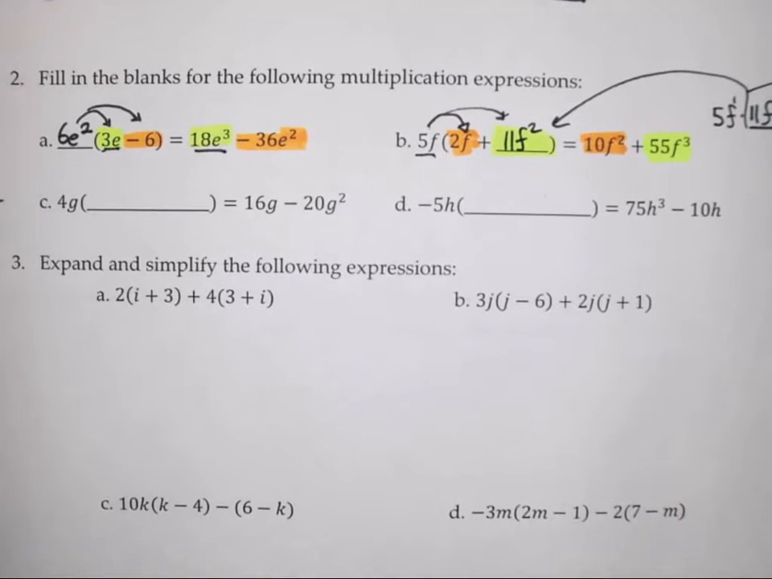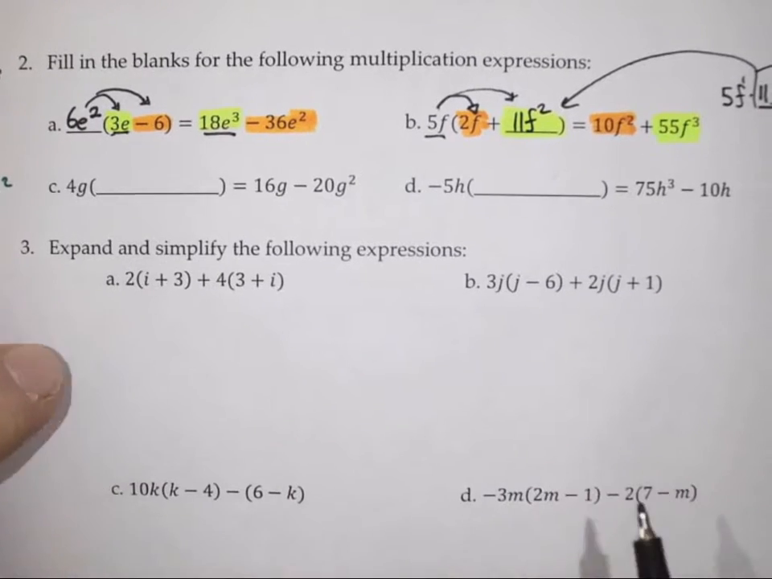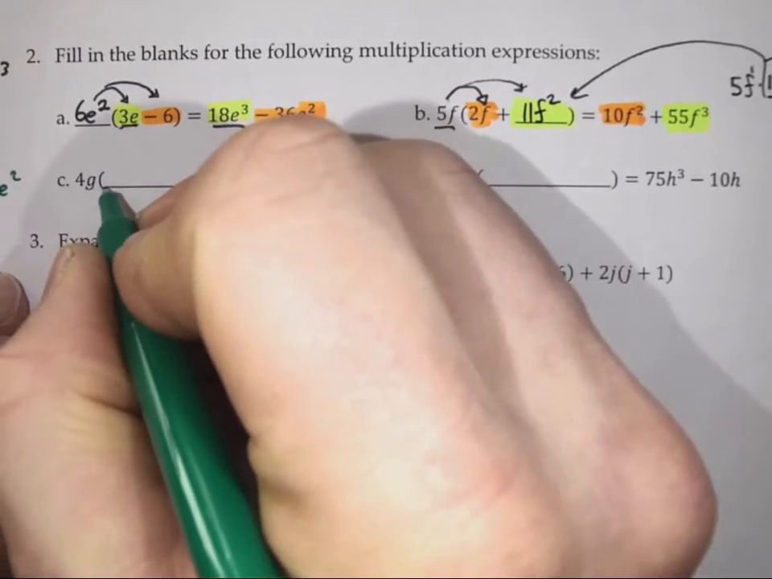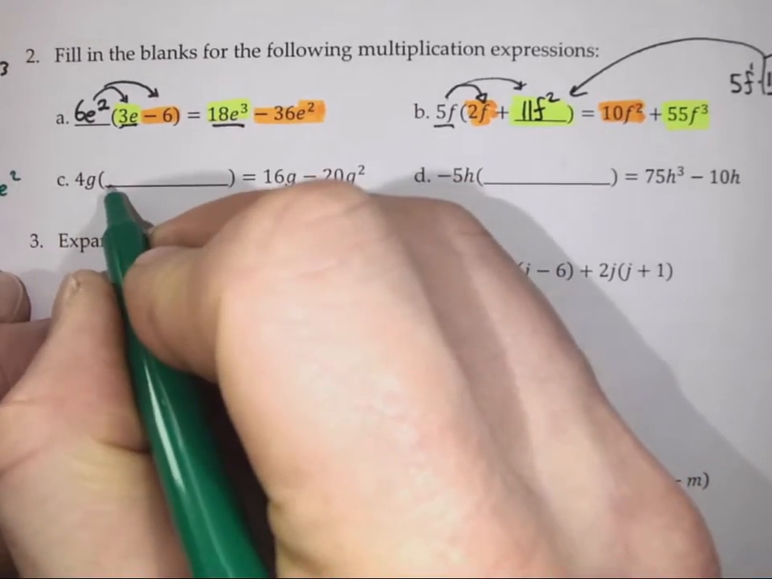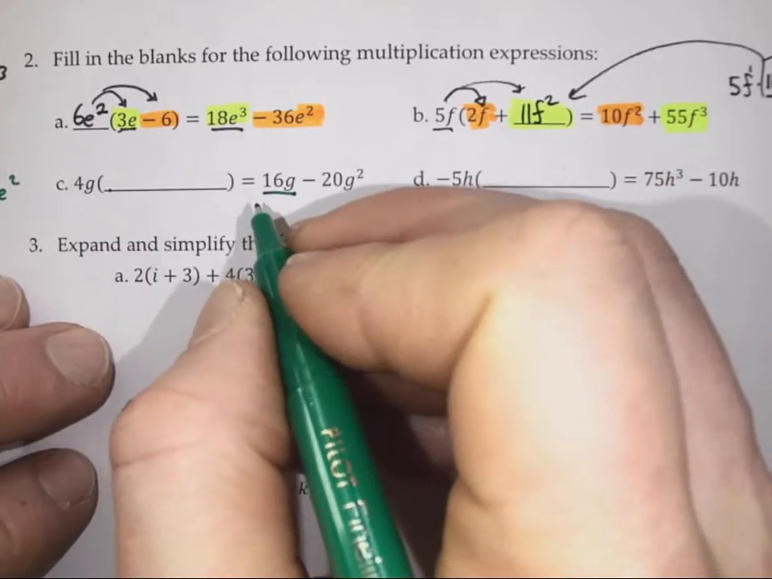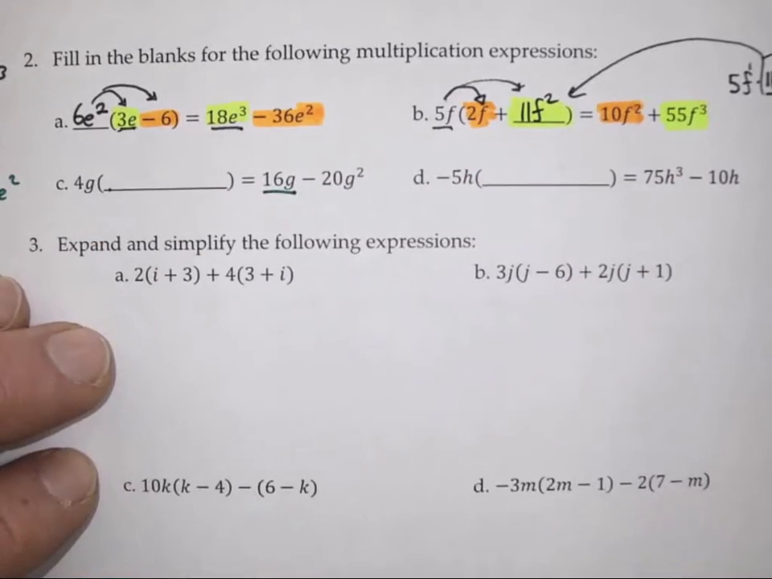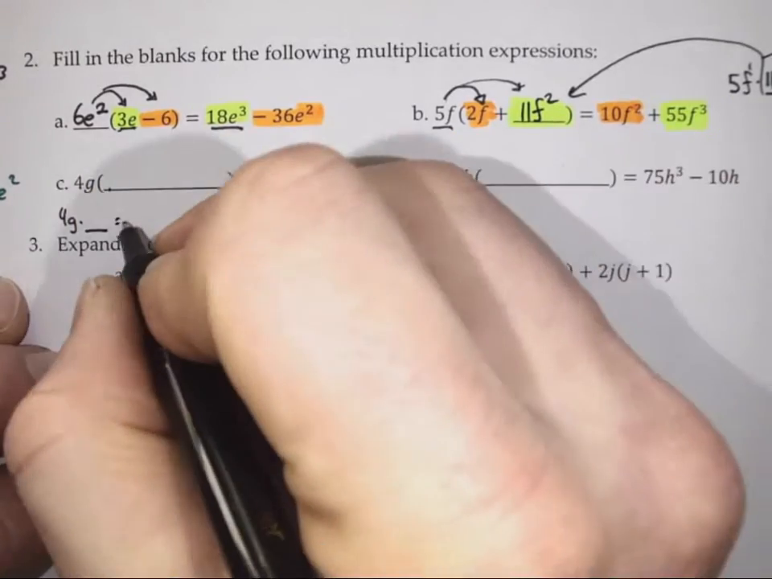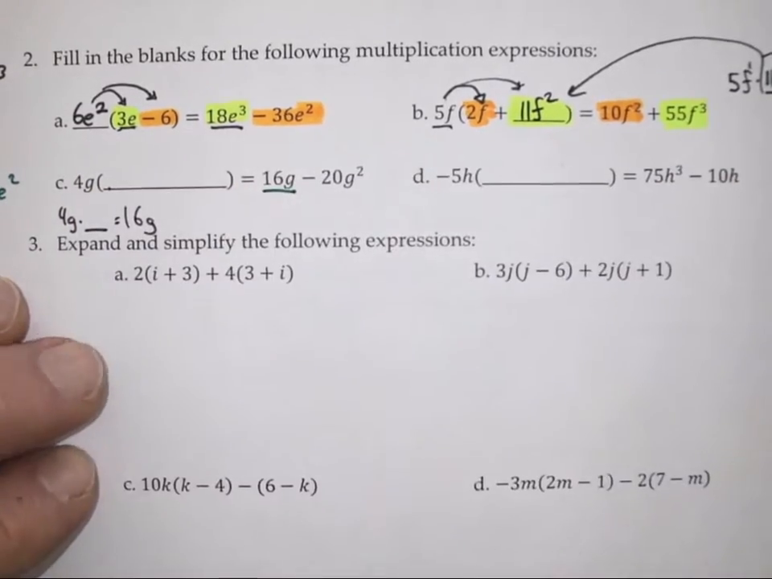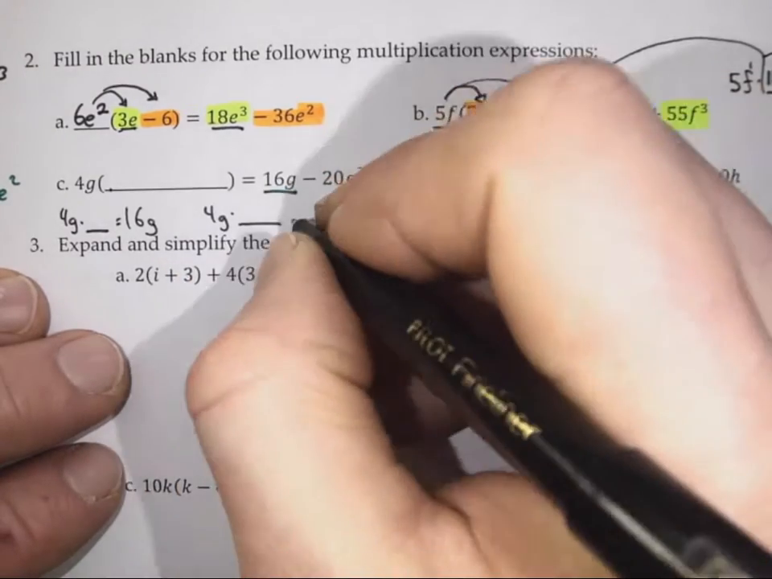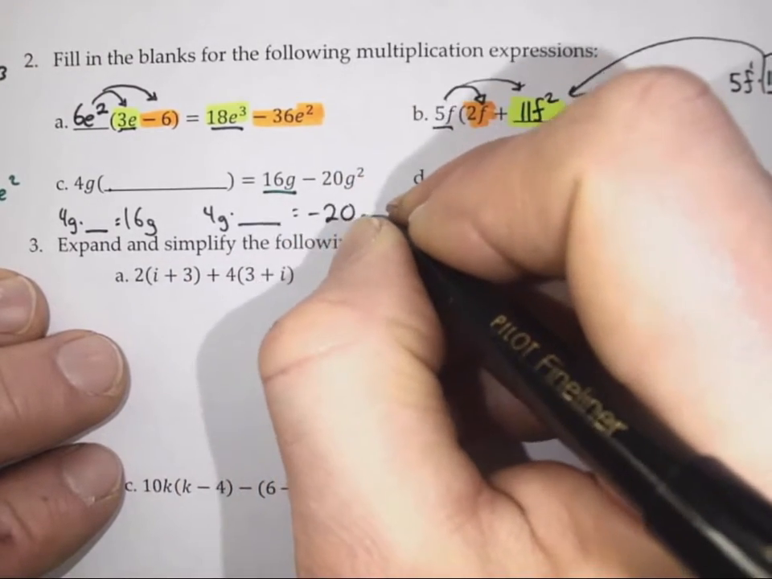All right. So kind of like we did in question A, in these second ones, we're going to go a little bit quicker. So 4g, I got to multiply 4g by something to get 16g. Okay. So that's one question. 4g times what gives me 16g? And the next question is, well, 4g times what gives us negative 20g squared?